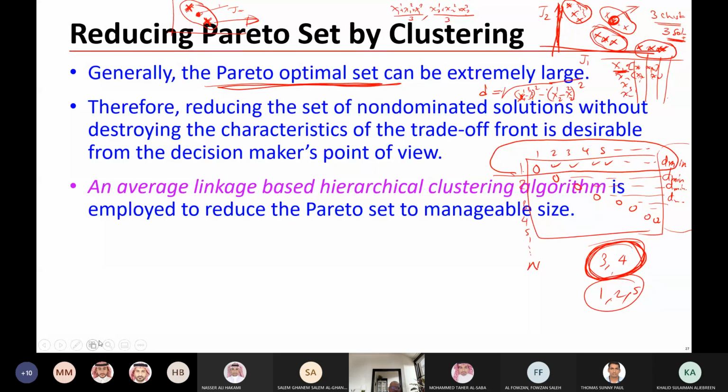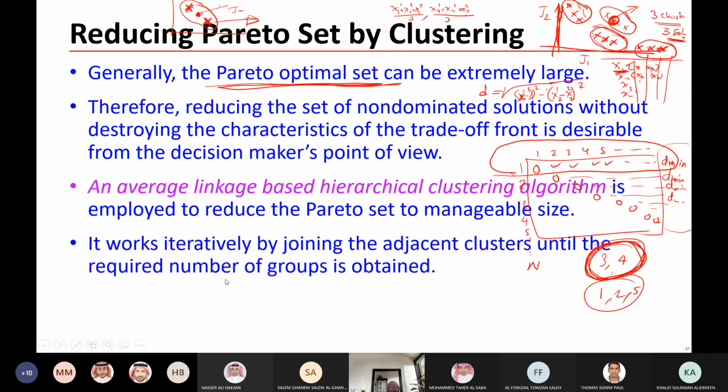So you have here the output of the clustering technique. It works iteratively by joining the adjacent clusters until the required number of groups is obtained.